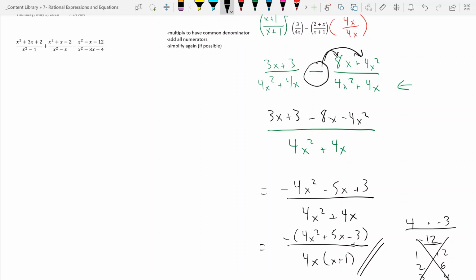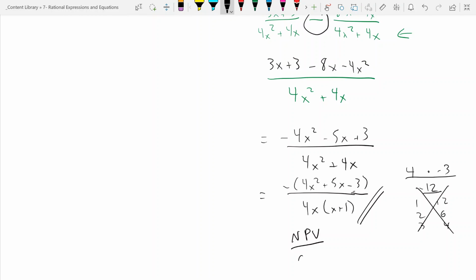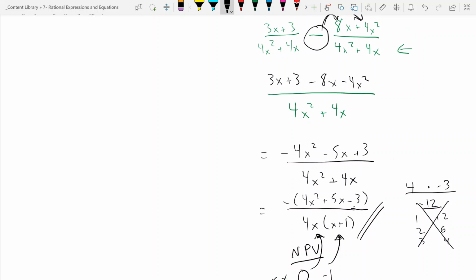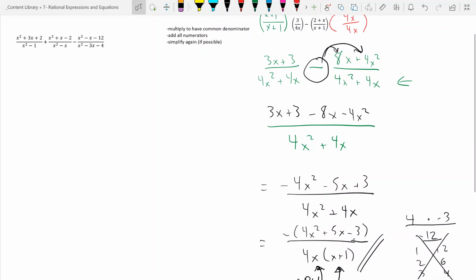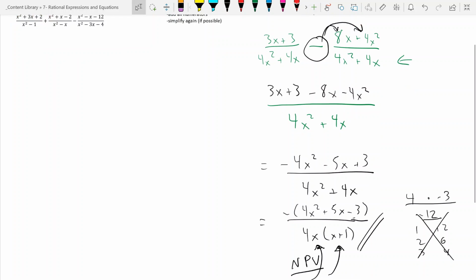The last thing I need to write is my NPVs. So the NPVs for this one, I can't have x is equal to 0 because of that. And I can't have x is equal to negative 1 because of that. When I look back, I'm going to see if there was any other denominators. It was just these two as well back here. Sometimes there's going to be denominators that you got rid of, so you have to check back to find any more NPVs. And so now we're done.